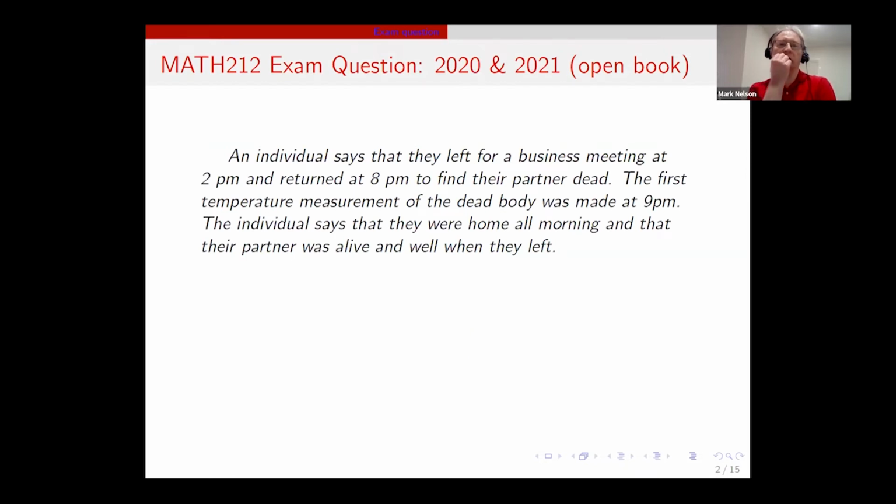All right, so here's an exam question that I've used in 2020 and 2021. So what we want to do is estimate the time of death. We want to estimate the uncertainty in our prediction. And then we want to use these numbers to see what we make of the statement that the person who found the body has made.